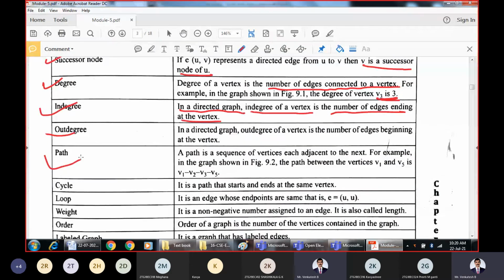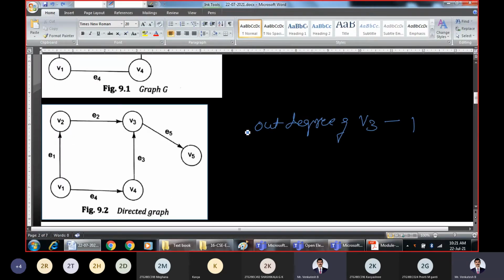Now let us look at path. Another definition is path. As the name itself says, it is a sequence of vertices which are adjacent to each other, and they are followed to reach from one node to another node. For example, in figure 9.2, V1 to V5 is one possible path.